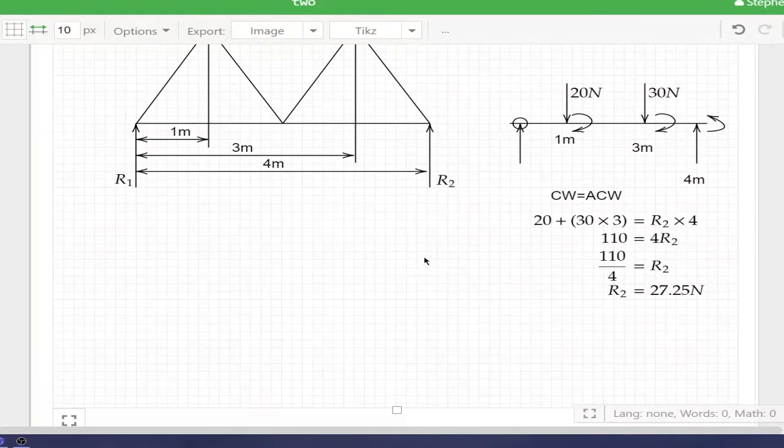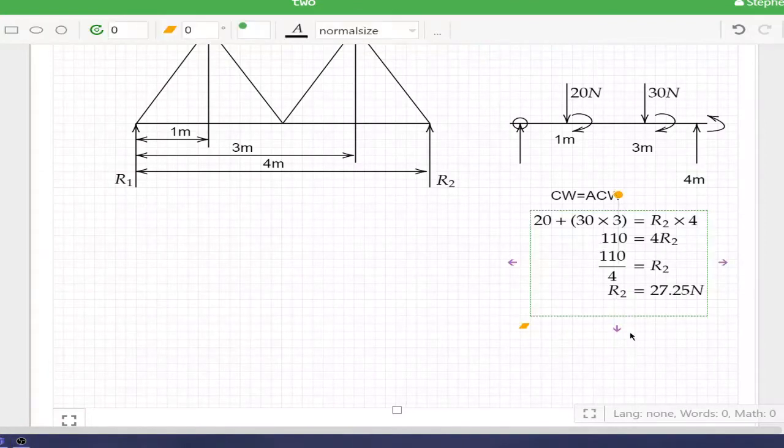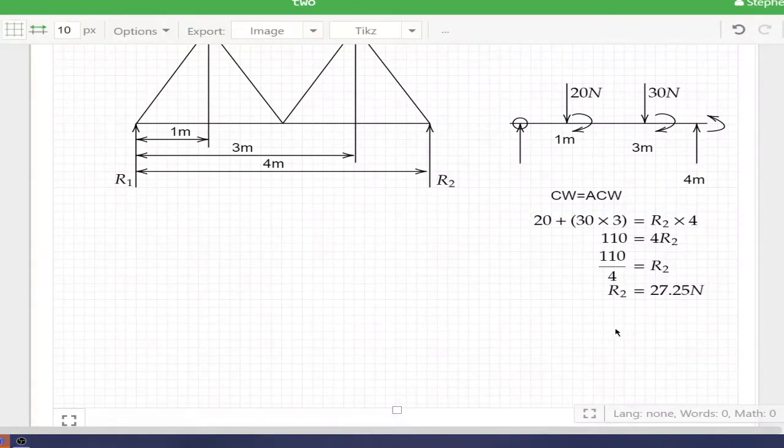So now we can find reaction force 1, and if you remember previously, we don't have to take moments about R2. We can just say, well, the up forces must equal the down forces, and we can do that quite simply. So 20 plus 30 equals 50. So all we need to say is, well, 50 minus 27.25 is 22.75. So we can just do that quite quickly in our heads. So I'll just fill that information in. So we found our reaction forces quite quickly using magic moments.